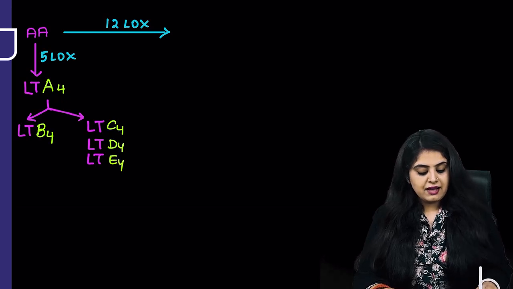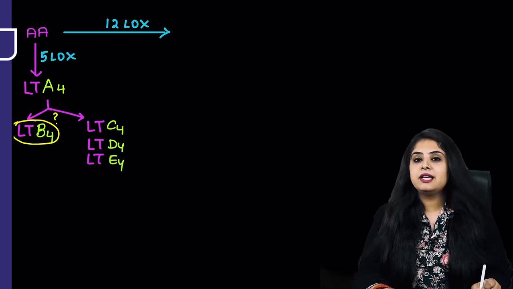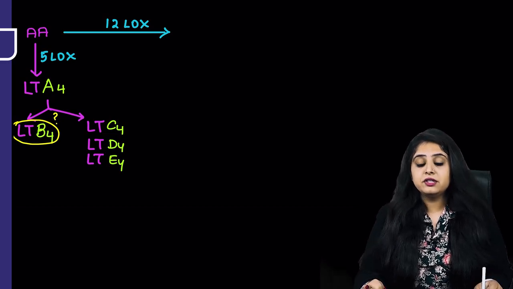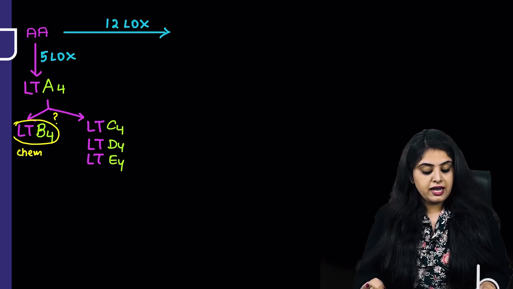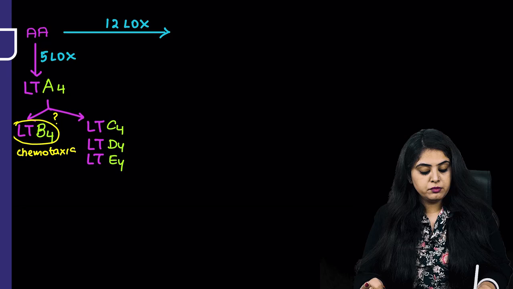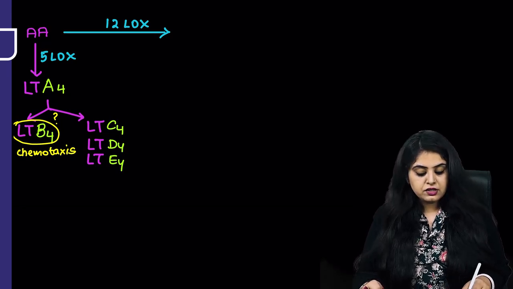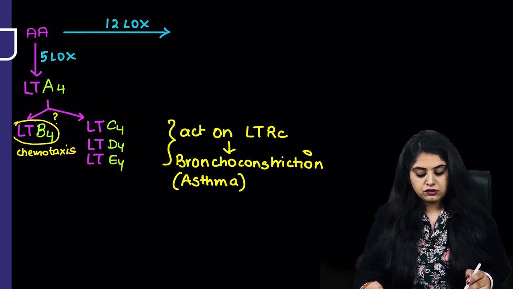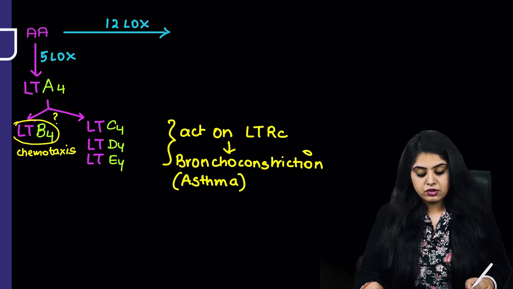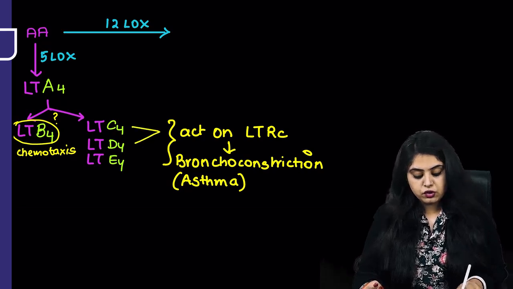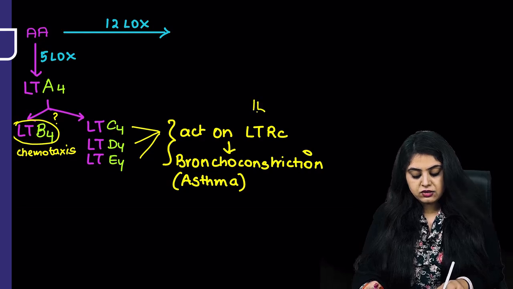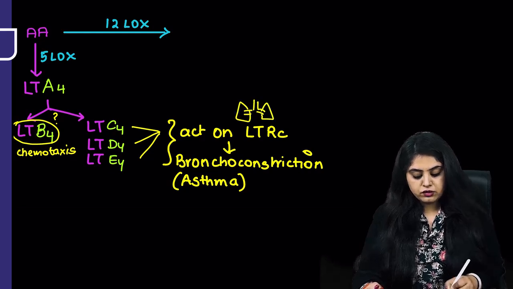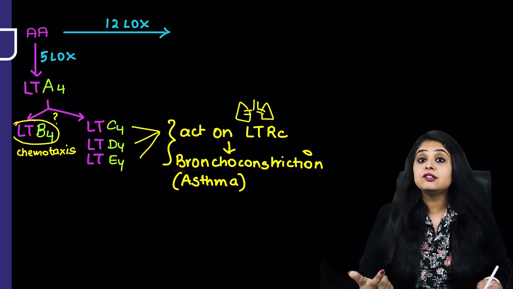And please note, have I taught you leukotriene B4 somewhere else? There was a mnemonic called LIC for the chemotactic agent. Yes. So L was for leukotriene B4, responsible for chemotaxis. Where do you study leukotriene C4, D4, E4? They are the ones which are responsible for acting on the leukotriene receptors. They are the ones which cause what? Ma'am, in the lungs, they act on the leukotriene receptors of the lung and they cause bronchoconstriction. So basically, they cause asthma.